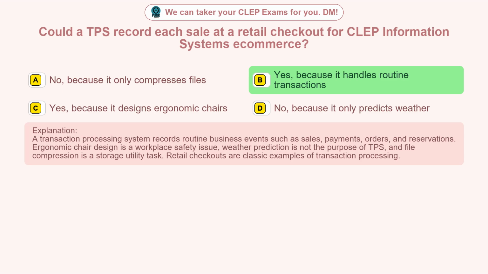A transaction processing system records routine business events such as sales, payments, orders, and reservations. Ergonomic chair design is a workplace safety issue, weather prediction is not the purpose of TPS, and file compression is a storage utility task. Retail checkouts are classic examples of transaction processing.